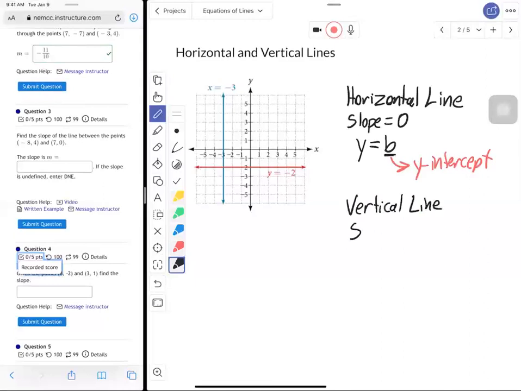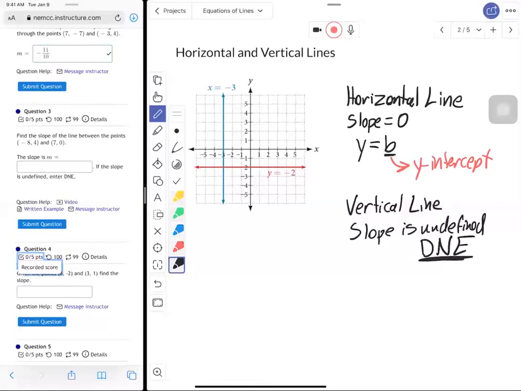the slope is undefined. Or in this case, if we're working on My Open Math, the slope is DNE, does not exist is what that stands for. And that's what you'll use to indicate that your slope is undefined when you're working through the problems, okay?